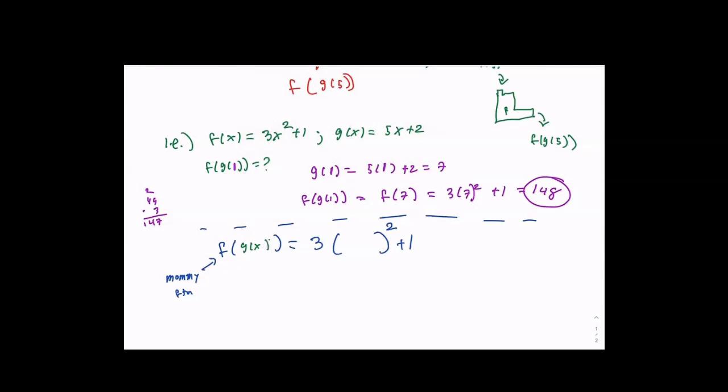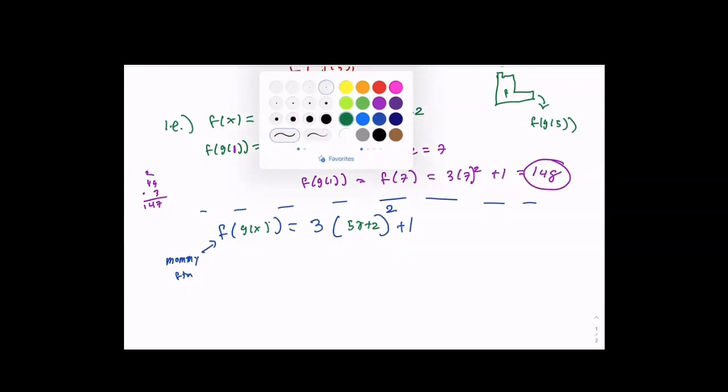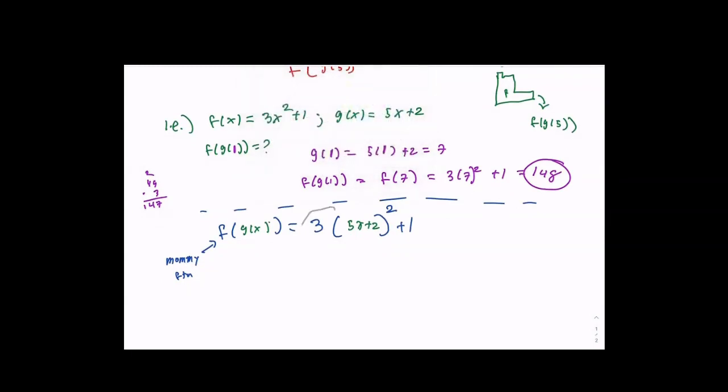And so when I see g of x, I'm going to replace it with 5x plus 2. And this right here is f of g of x. Now, there's some things that we can do with this function, okay?